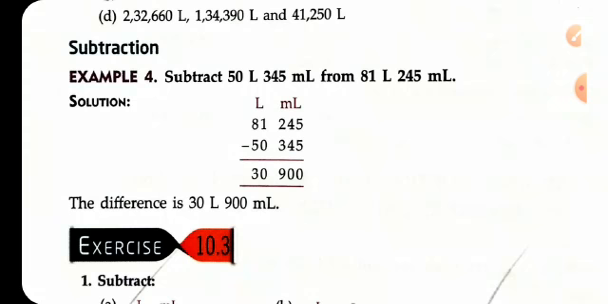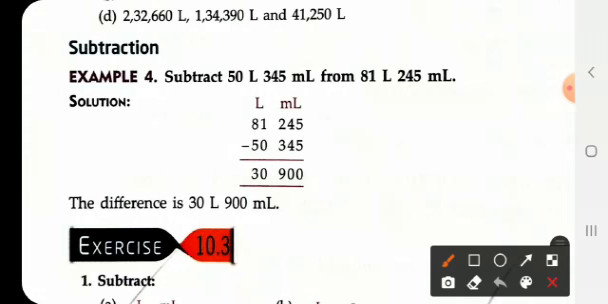Here we can see the example number 4, subtract 50 liters 345 milliliters from 81 liters 245 milliliters. That means we have to subtract this number from this number. That means this number will be written first and this will be written below it.